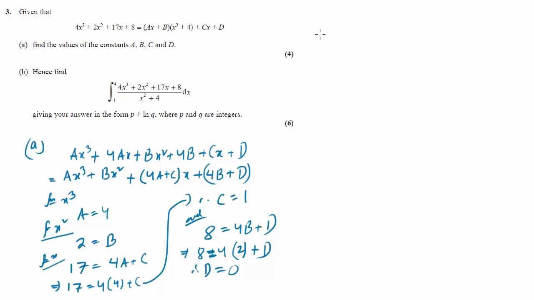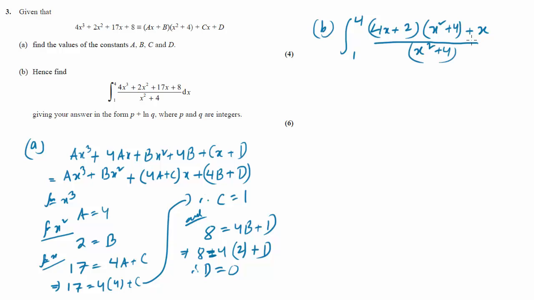Now in question number b, we can use those to just integrate. So we can write integral from 1 to 4. Now instead of the expression that we have in the question, we can just write in the other form that's given in part a. So we can write a, which is 4, 4x plus b, which is 2, multiplied by x squared plus 4, plus c, which is 1, so 1x, and d is 0, divided by x squared plus 4, dx.